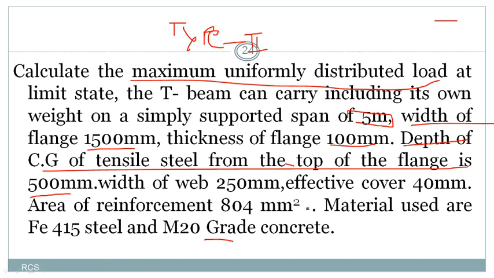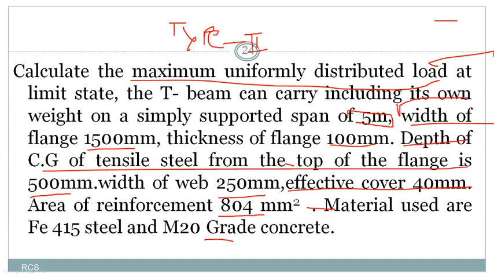And the width of the web is also given. The width of the web is 250 mm. Effective cover is given as 40 mm. Once you know the effective depth of the beam and the effective cover, you can calculate the overall depth. And the area of reinforcement is given directly, that is 804 mm square, and the material properties are Fe415 and M20 grade, right? If you observe this problem here, they are given as sectional properties.